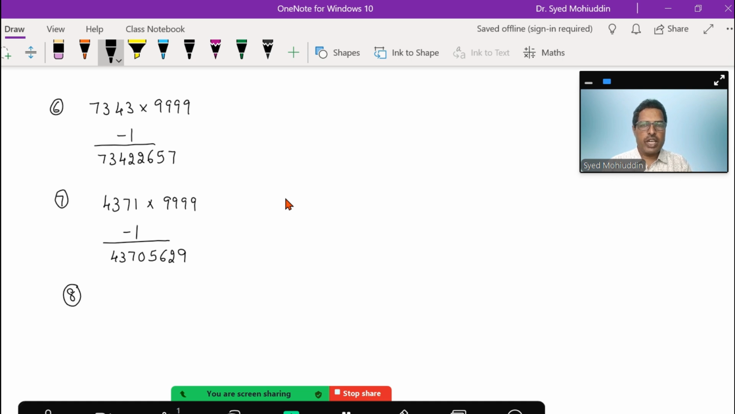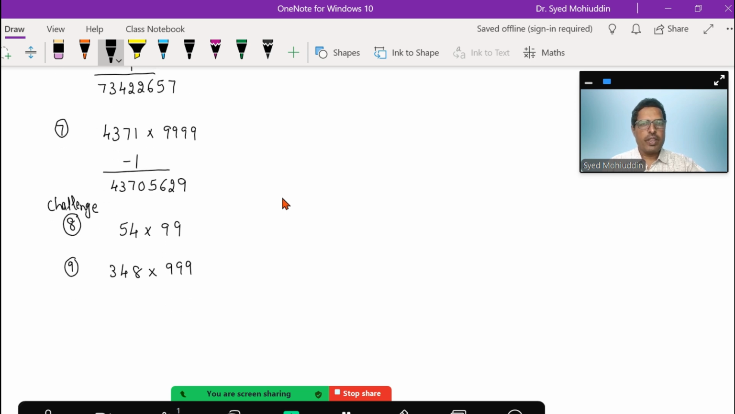I'll just leave this as a challenge for you to solve the problems. So first challenge is 54 multiplied by 99. The next challenge is 348 multiplied by 999. The next challenge is 4789 multiplied by 9999. Complete this challenge and put your answer in the comment box.